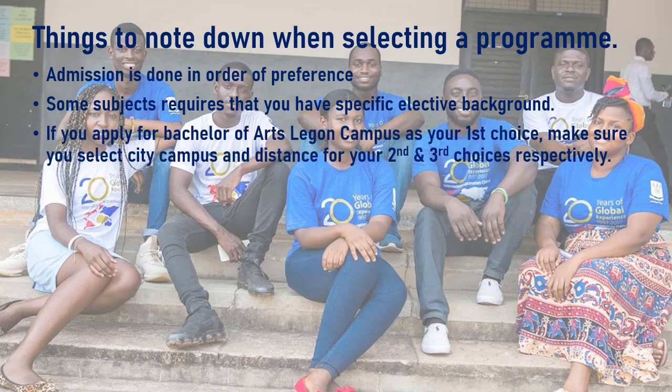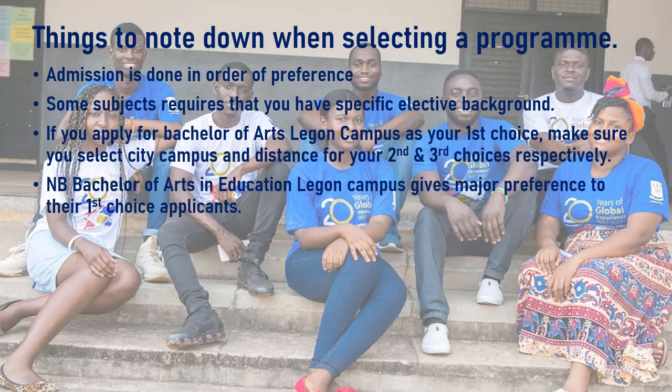If you apply for Bachelor of Arts Legon campus as your first choice, make sure you select city campus and distance for your second and third choices respectively. So please make sure to select programs at the city campus and distance education to enhance your admission, due to the highly competitive nature of the Bachelor of Arts programs on the Legon campus. You should also take note of Bachelor of Arts in Education Legon campus, as this program gives major preference to their first choice applicants. This program is under the College of Education, which I will explain thoroughly in my next video, so please stay tuned.